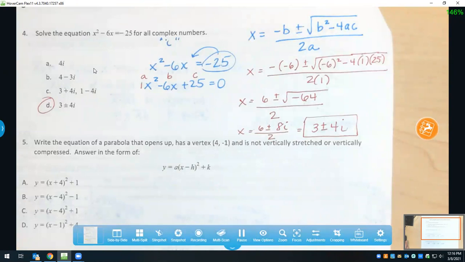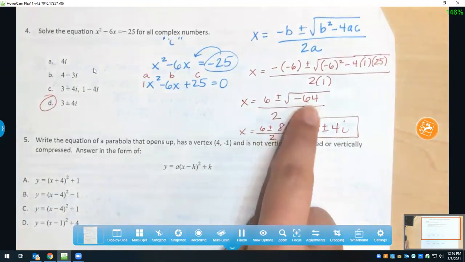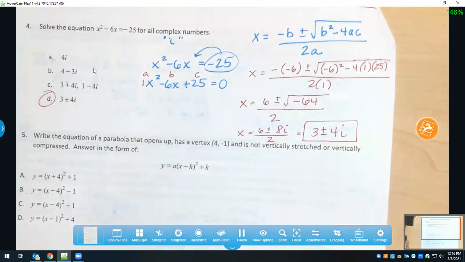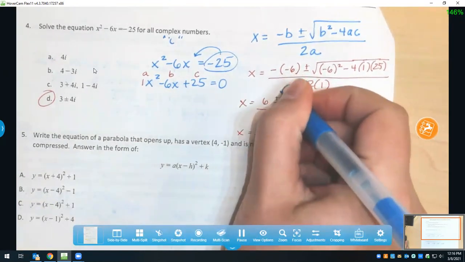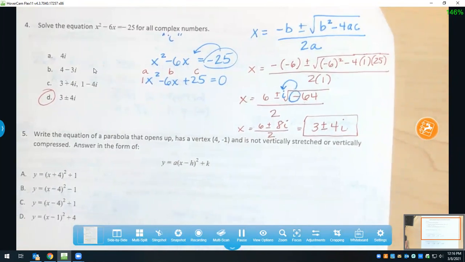Okay, so just be aware, when you get that negative under there, take the negative out. The negative is going to come out as the imaginary. Okay, that's the idea with the negatives. Because yes, if you try to type it in, it's going to give you an error message. That's okay.